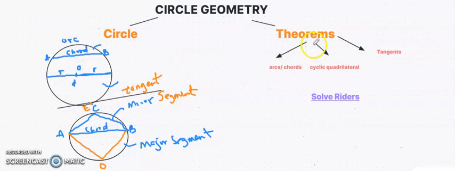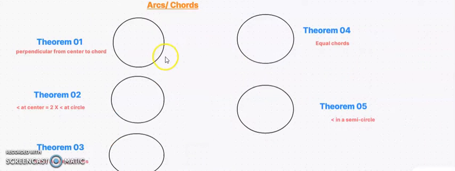Now, let's talk about the circle theorems. So I have divided the circle theorems into 3 parts. The part that talks about arcs and chords, another part talks about cyclic quadrilateral, and another part talks about tangents. This is for easy understanding. So we will begin with the part that talks about arcs and chords. There are 5 theorems that talk about arcs and chords.